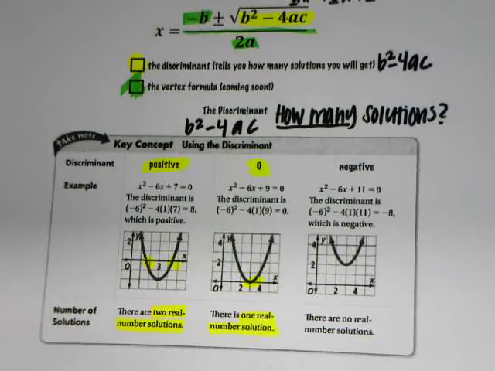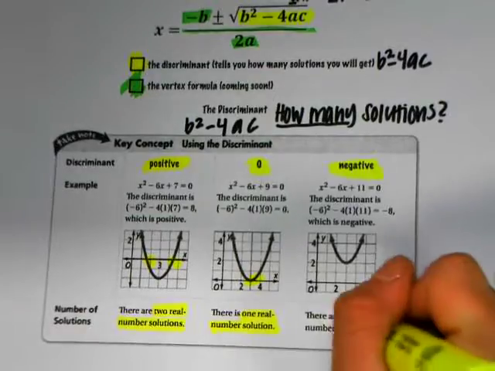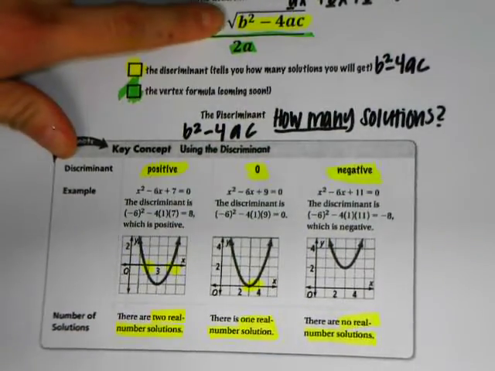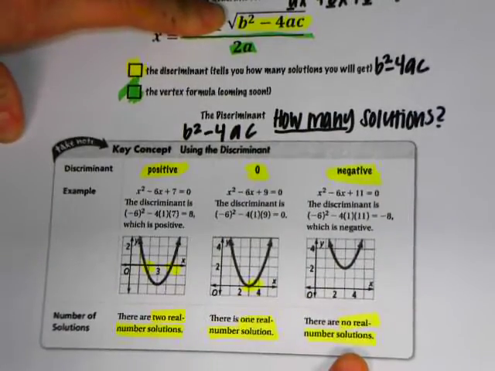You need to write this down. And if you get any negative number for your discriminant, that's going to represent no real solutions. The reason why is because in the formula, the discriminant is under a radical. So if I try to take the square root of a negative, I can't, so that's why it's no solution.